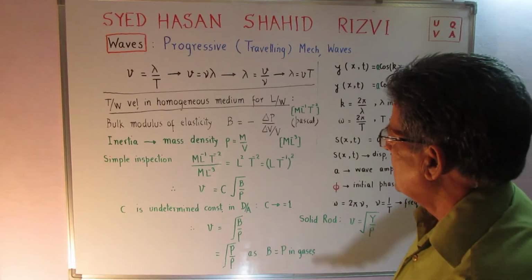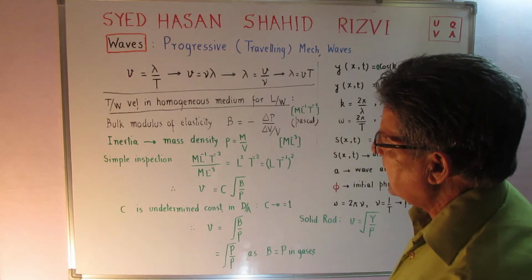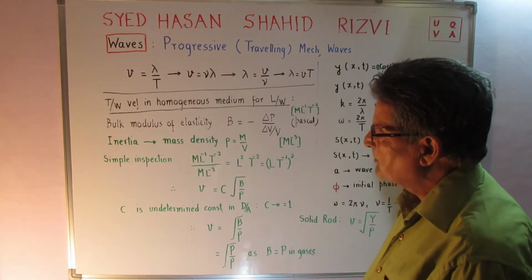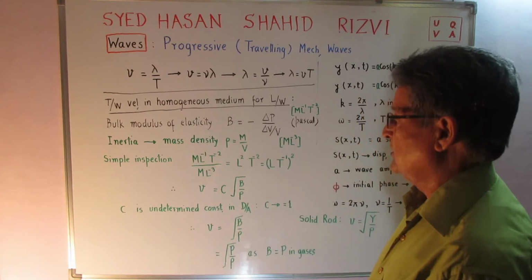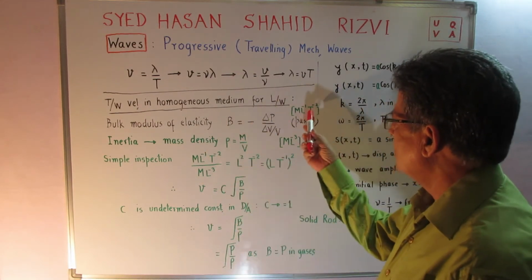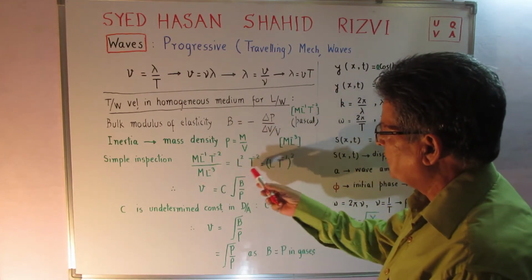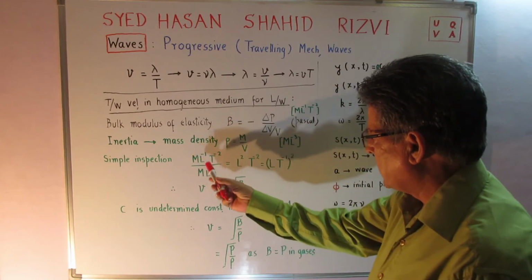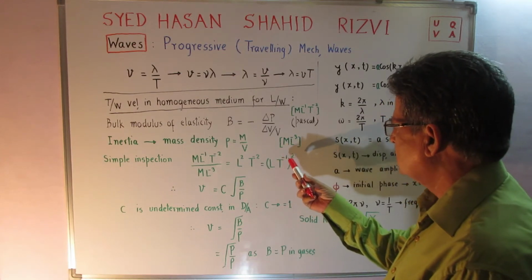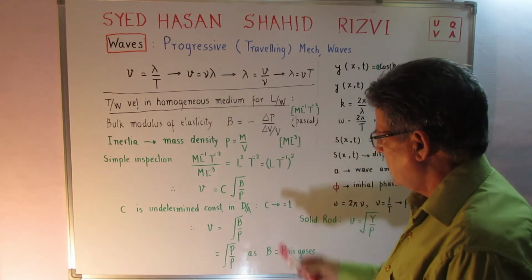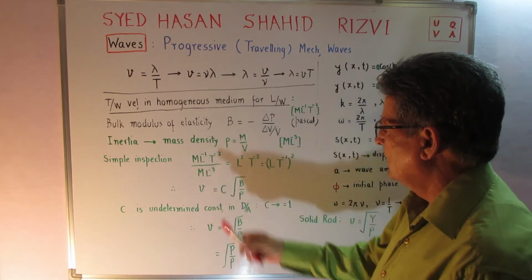Now, ML^-1 T^-2 and ML^-3, and like some people say, and they have argued this, that by simple inspection, of course, ML^-1 T^-2 divided by ML^-3 turns out to be equal to, M cancels, here comes L square T^-2, which is (L T^-1) whole square. This is for velocity, and this is for B, and this is for rho.